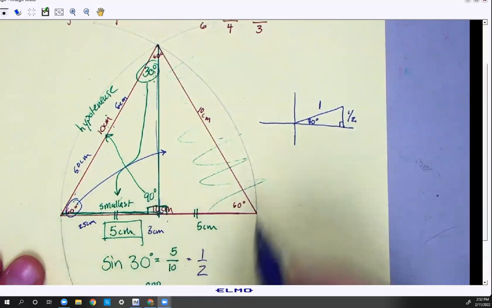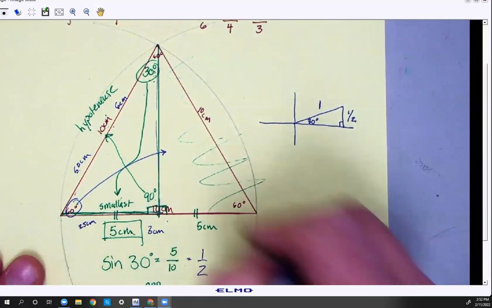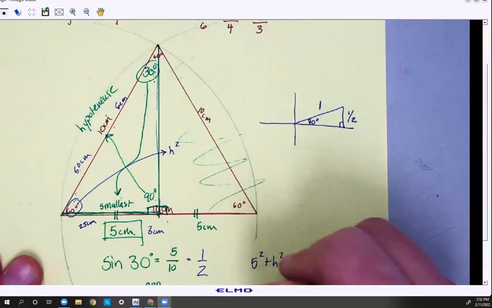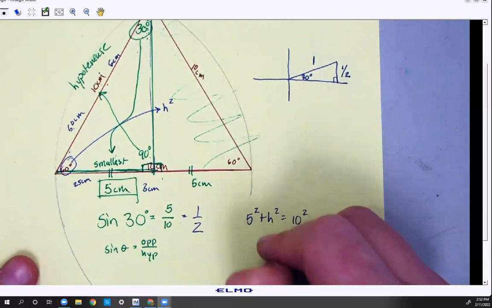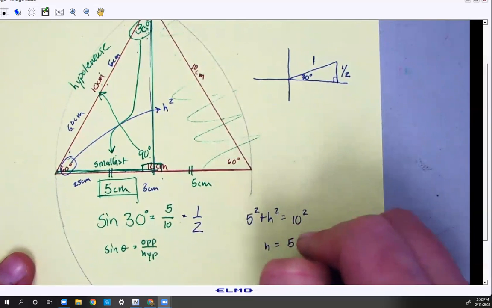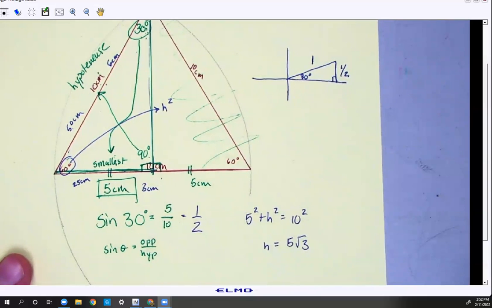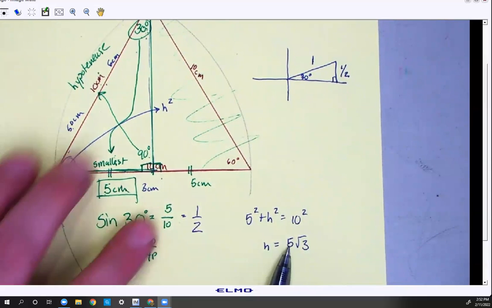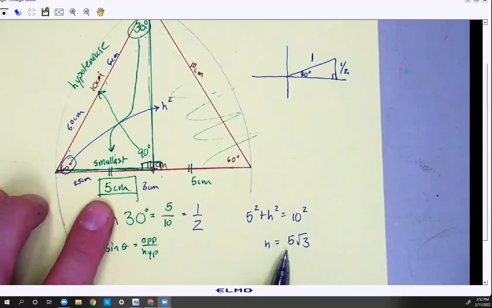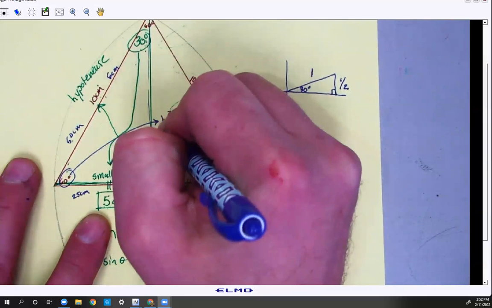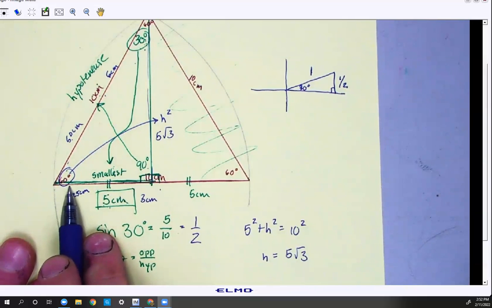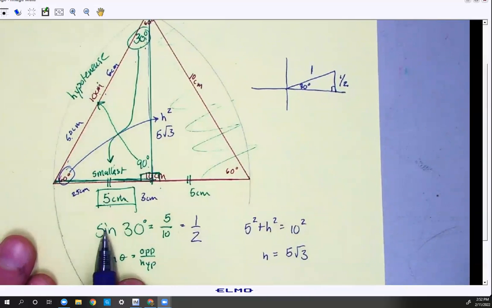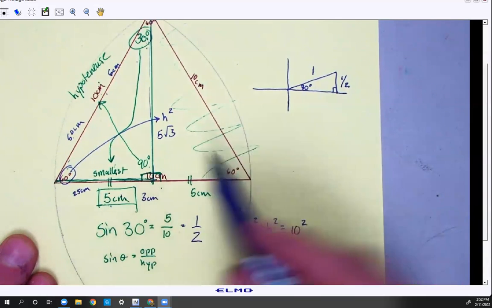So if we did the Pythagorean theorem, we would say 5 squared plus our height squared equals 10 squared. When we solve for h, we get 5 square roots of 3. So how does that compare to the other sides? It's the small side, but root 3 times larger. So it is larger than the smallest side, which makes sense because it's opposite a 60-degree angle instead of a 30-degree angle.